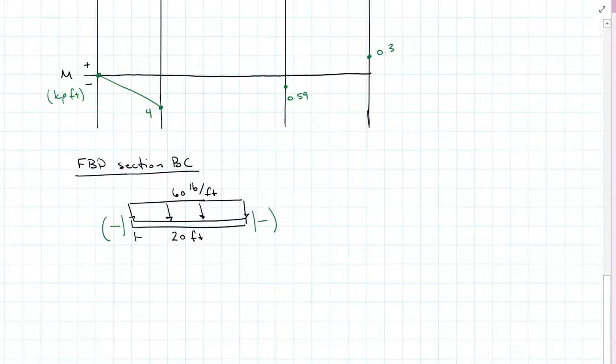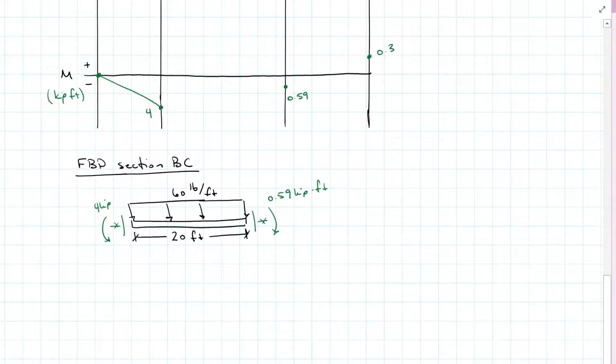So here it is, section BC. It's 20 feet between those two connectors, and we have taken our section just after roller B and just before roller C. And we know that just after roller B, we have a negative or counterclockwise 4 kip feet. Just before roller C, we have a positive or clockwise 0.59 kip feet moment. We don't know what our shears are, and our normal forces we're neglecting. So I could just put little X's or zeros here, whatever makes you happy.